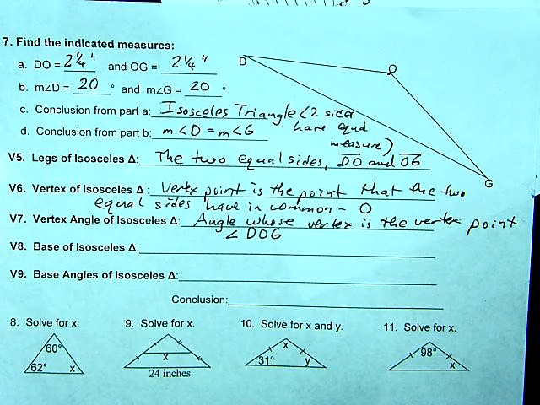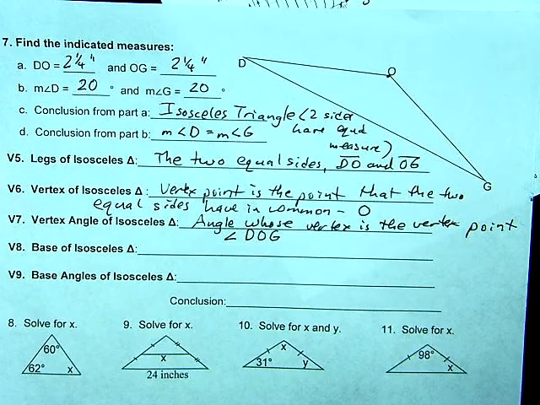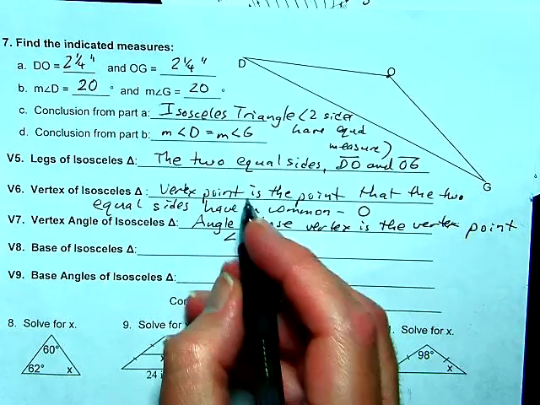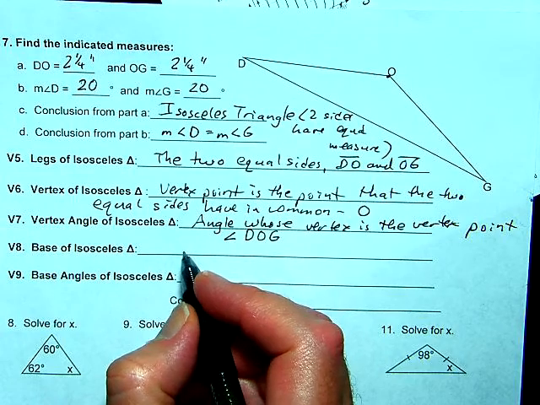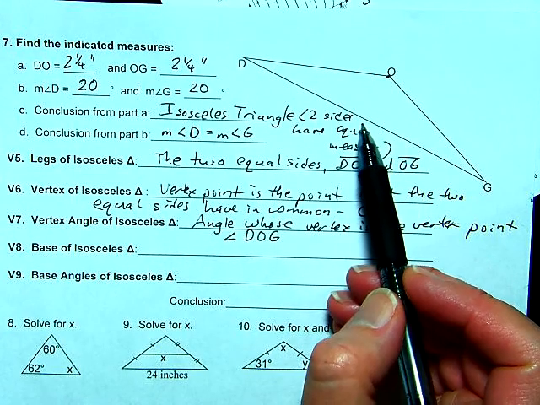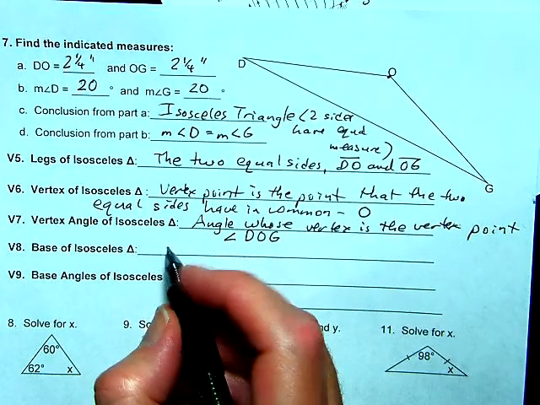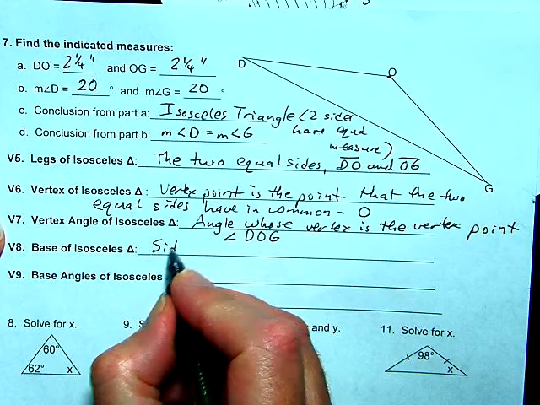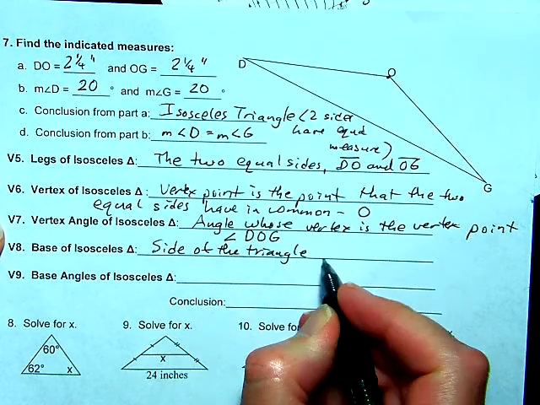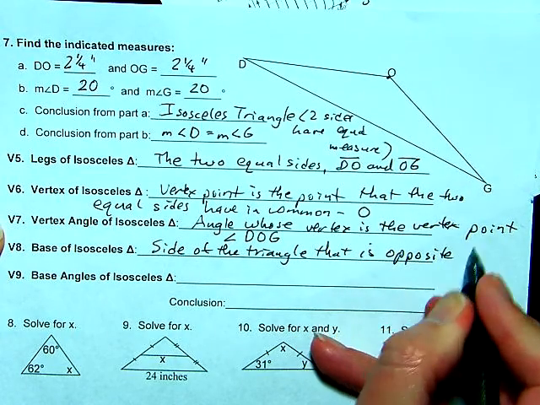The base of the isosceles triangle is the third side that is not a leg. So it's the unequal side, let's say, or another way to say it is that it's the side opposite the vertex angle. And that's the way that's usually given. So the base of the isosceles triangle is the side of the triangle that is opposite the vertex angle.